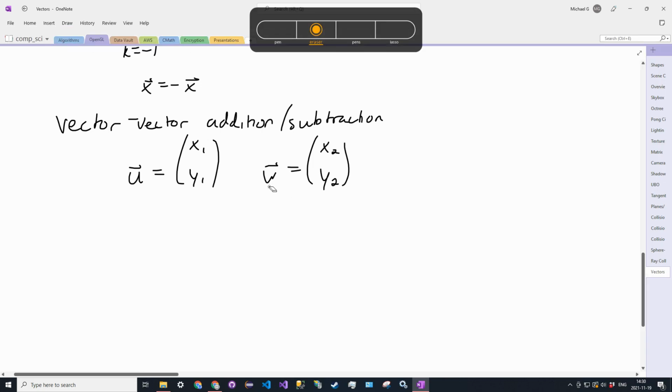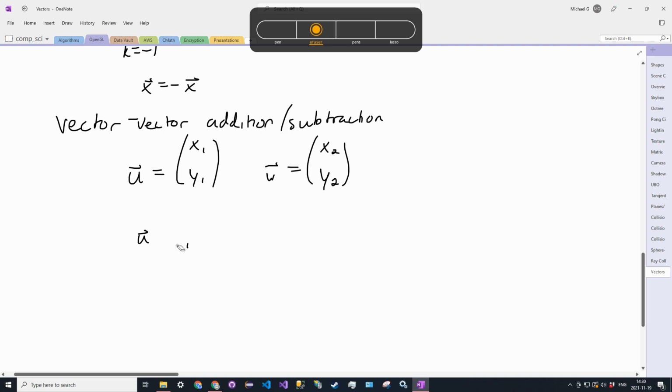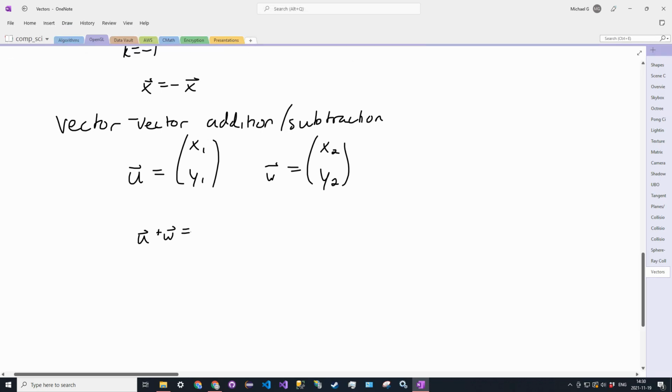And I guess I didn't really explicitly say this, but when I'm writing these arrows above the name, that typically will represent a real vector. So anything that has the arrow up here or a bar or whatnot can be represented as a real vector. So now vector-vector addition, we're just going to be adding the corresponding elements. So u plus w is equal to x1 plus x2, y1 plus y2.